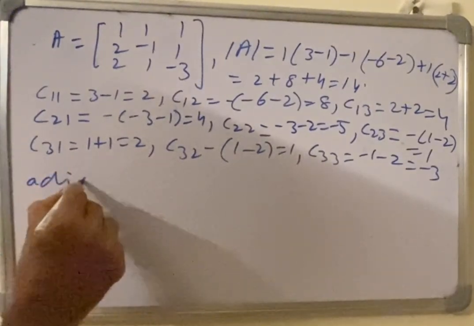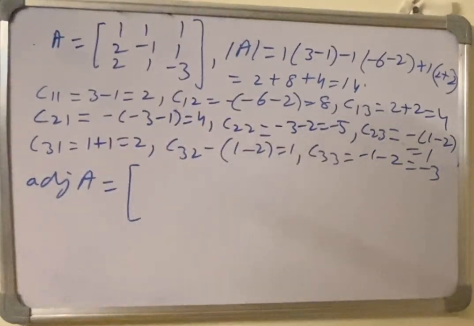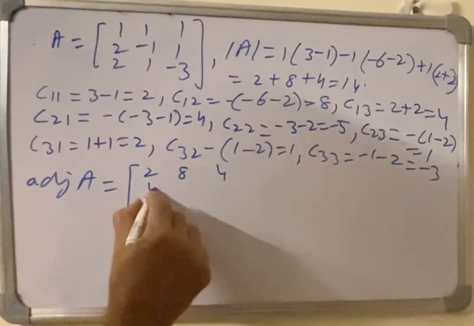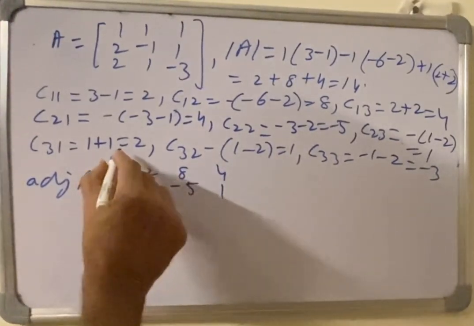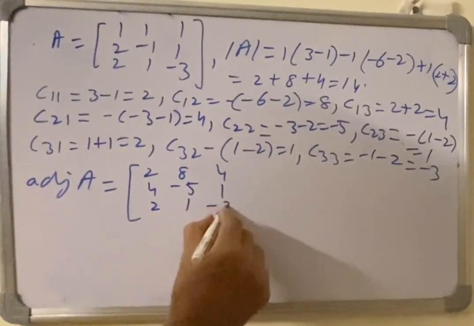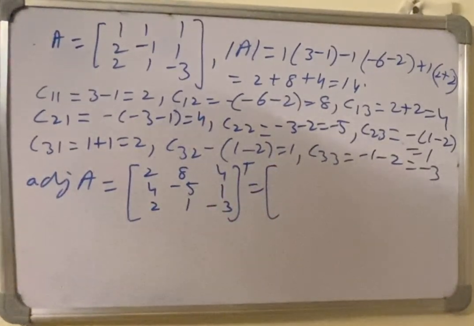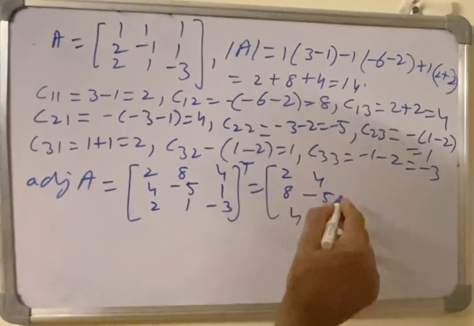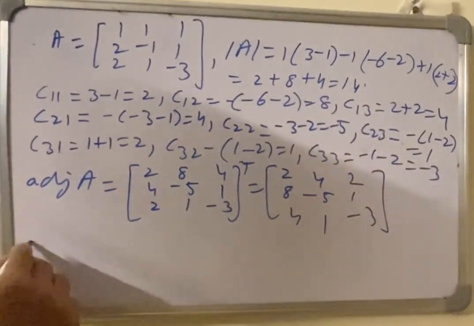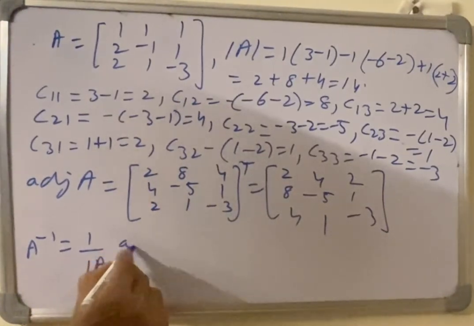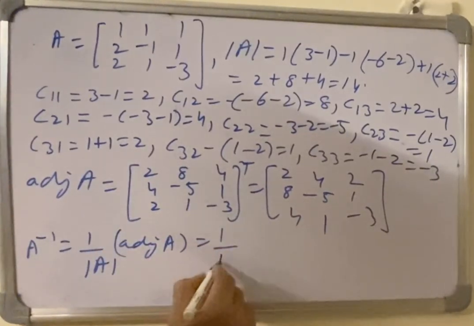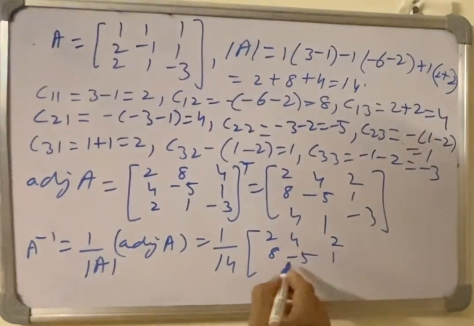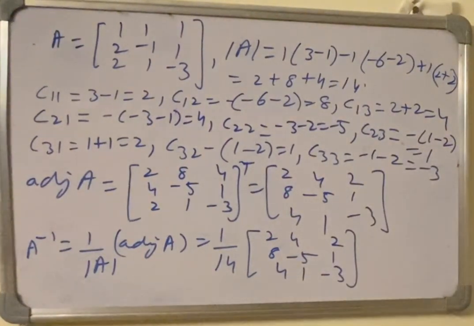So the adjoint of A is the transpose of the matrix of cofactors 2, 8, 4, then 4, minus 5, 1, then 2, 1, minus 3. The transpose is equal to: first row will become first column, 2, 4, 2, then 8, minus 5, 1, then 4, 1, minus 3. A inverse is equal to 1 over determinant A into adjoint of A, is equal to 1 over 14 into that matrix.